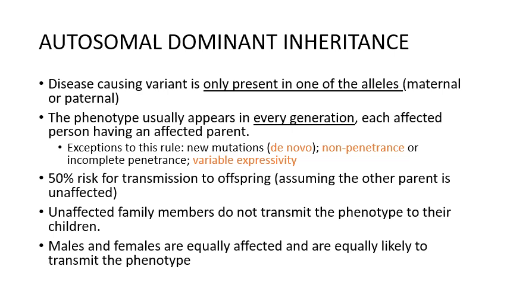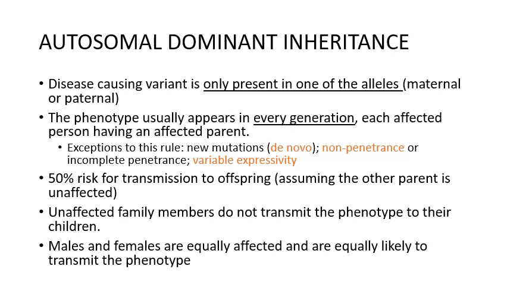Let's talk about autosomal dominant inheritance. In autosomal dominant inheritance, there are certain genes where the disease-causing variant is only present in one of the alleles. So if just one allele is affected in some genes, which are autosomal dominant genes, that is sufficient, that is enough, for the person to develop that genetic disorder.